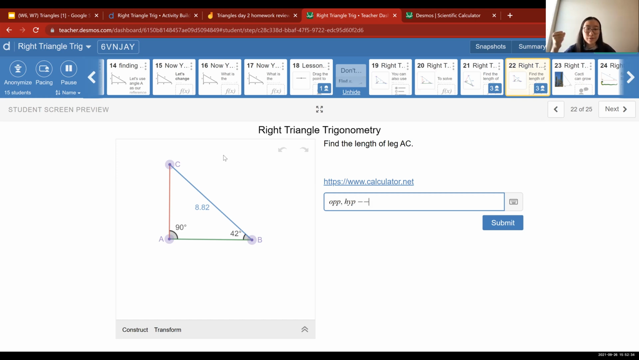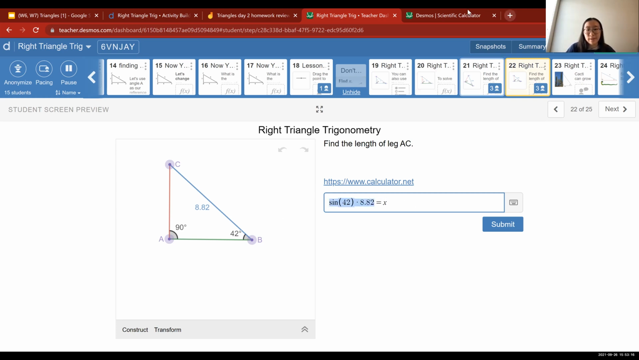So we have to figure out which trig value relates to the opposite and the hypotenuse, and that would again be sine. Then we have to set up an equation that represents this, and we can set leg AC equal to some variable, say x. Our equation would be sine 42 equals opposite divided by hypotenuse, or x divided by 8.82. From here, we need to isolate x on one side before we can put it into our calculator to solve it. So you would multiply both sides by 8.82, and then you get 8.82 times sine 42 equals x.